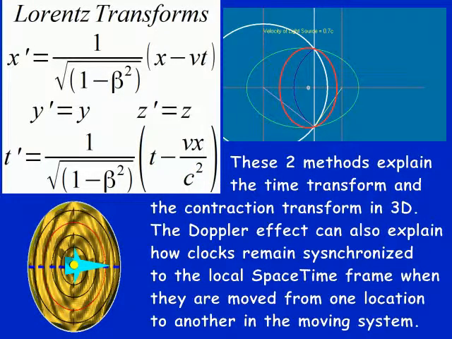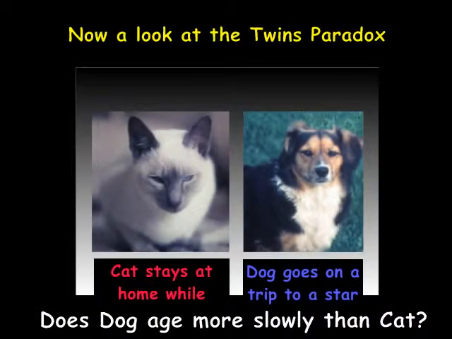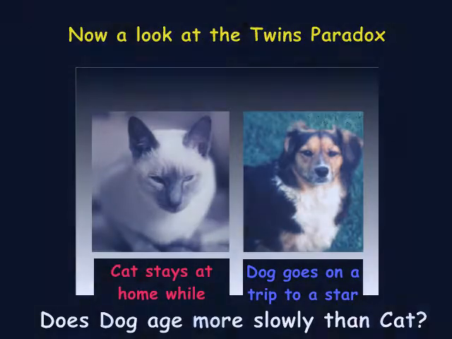The Doppler effect can be used to explain the impossibility of keeping clocks synchronized when they are moved. The phenomena is symmetrical. There is no way to identify an absolute frame of reference. In the twins paradox, one twin, cat, stays at home while the second, dog, travels to a distant star.